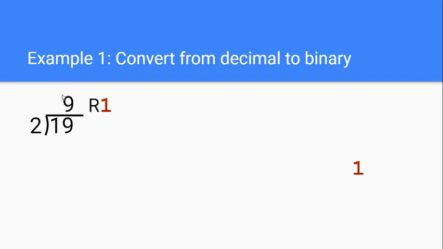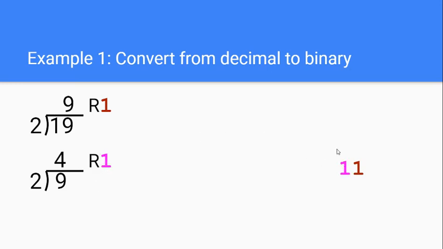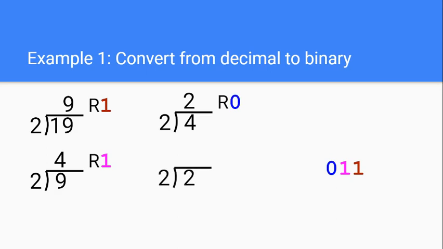So we take our quotient 9 and we now divide that by 2. 2 goes into 9 4 times with a remainder of 1. This remainder of 1 is our second to the rightmost digit of our binary representation of the number 19. Keep repeating. Take that quotient 4. How many times does 2 go into 4? It goes in twice with a remainder of 0. And we keep repeating this while our quotient is greater than 0.